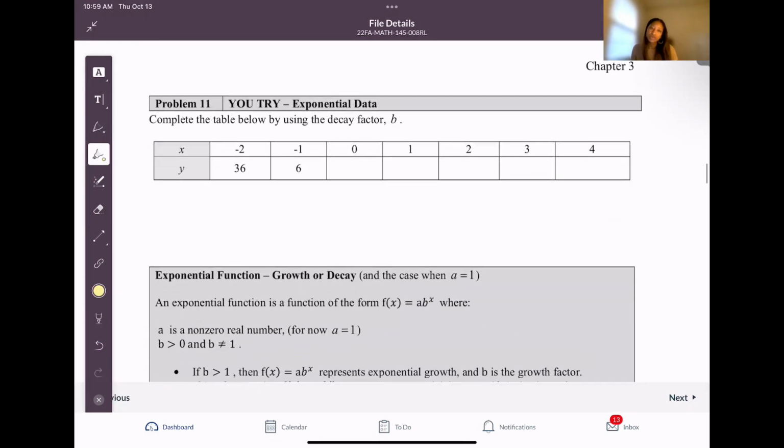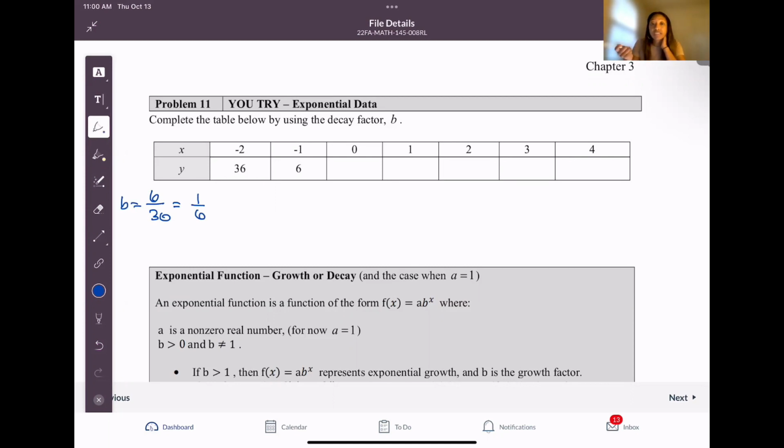Problem 11, I do want to do this one. How do we fill in the rest of this table? Complete the table below by using the decay factor b. We are only given 2 things in here, but we're told it's exponential and we have a decay factor. So we can look at the ratio of the outputs. Remember, it's the second divided by the first, then the third divided by the second. So we'll do 6 divided by 36. That's equal to 1/6. So b is equal to 1/6 here.